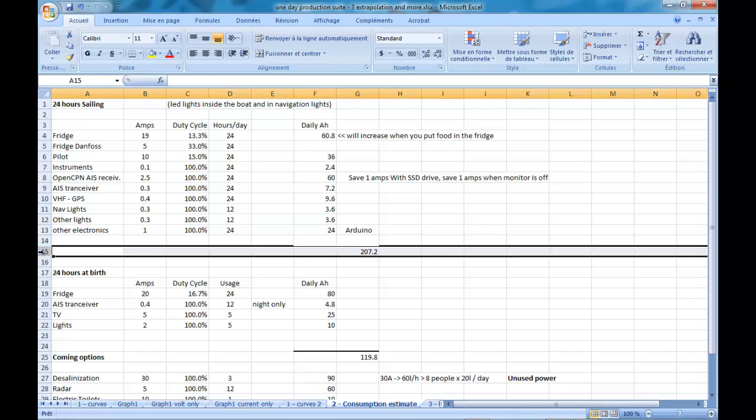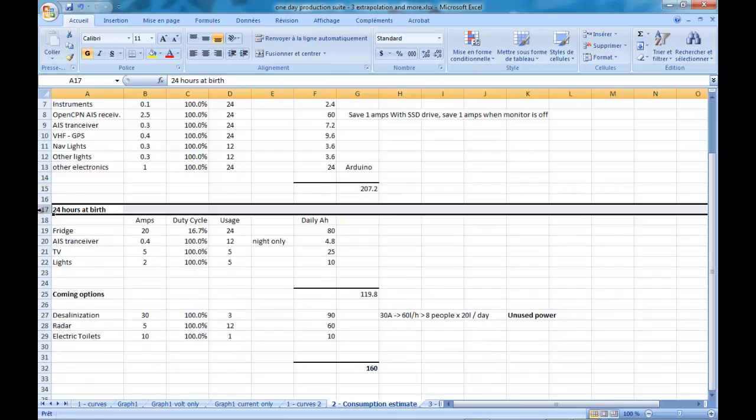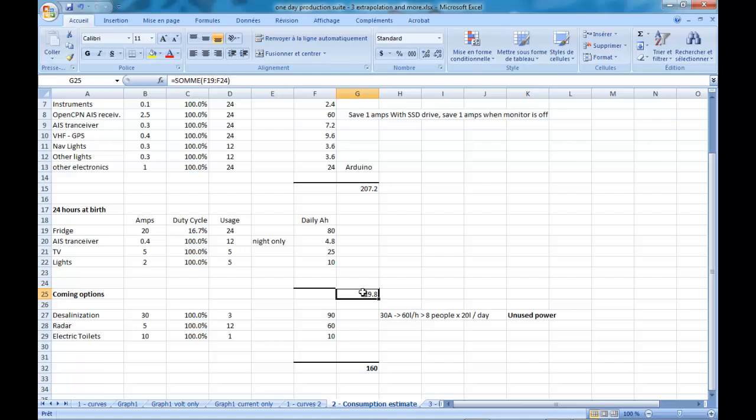Now we are totalizing about 200 ampere hours per day. So that's more or less what we saw on the other graphics. If you are at berth, it's much less than sailing.